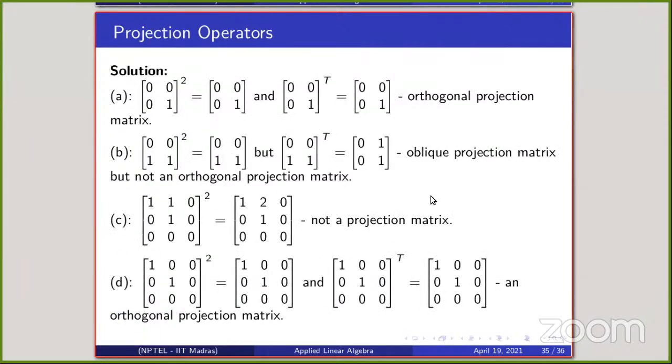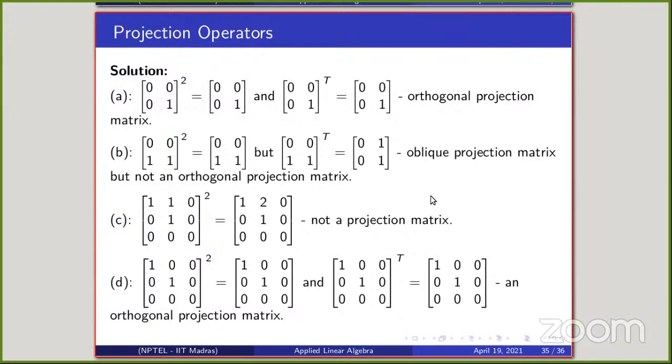Yeah, so the first option is the matrix 0, 0, 0, 1. Squaring it, we find that it again has the form 0, 0, 0, 1. So it is a projection operator, and it's also symmetric in that its transpose equals itself. So it is an orthogonal projection operator.